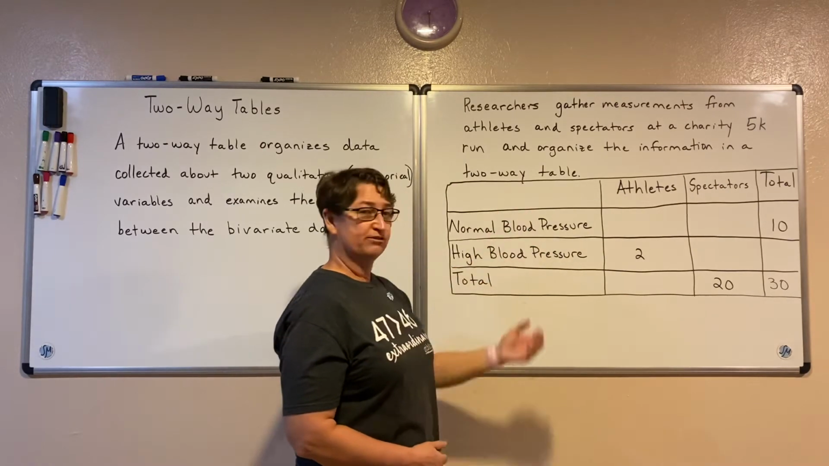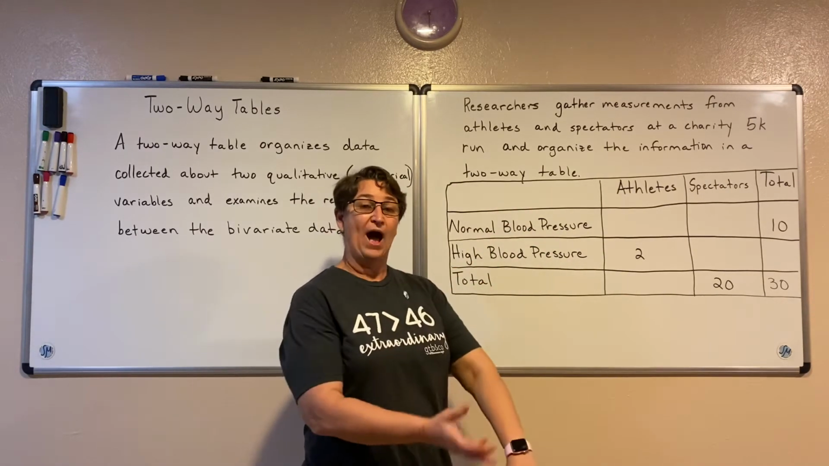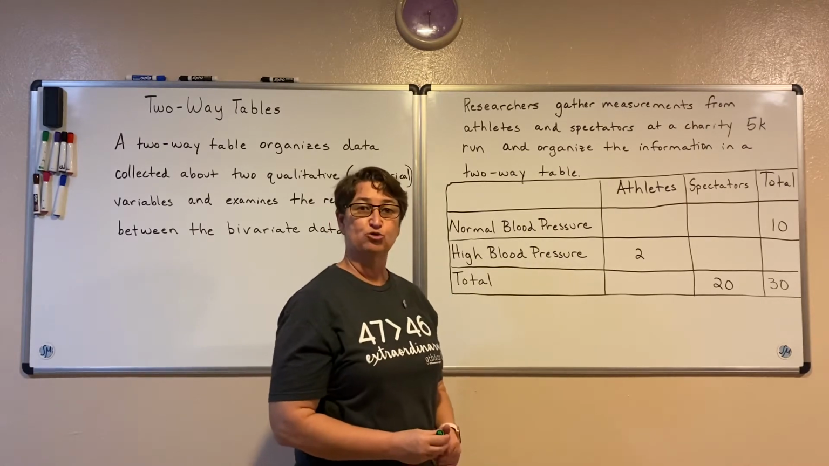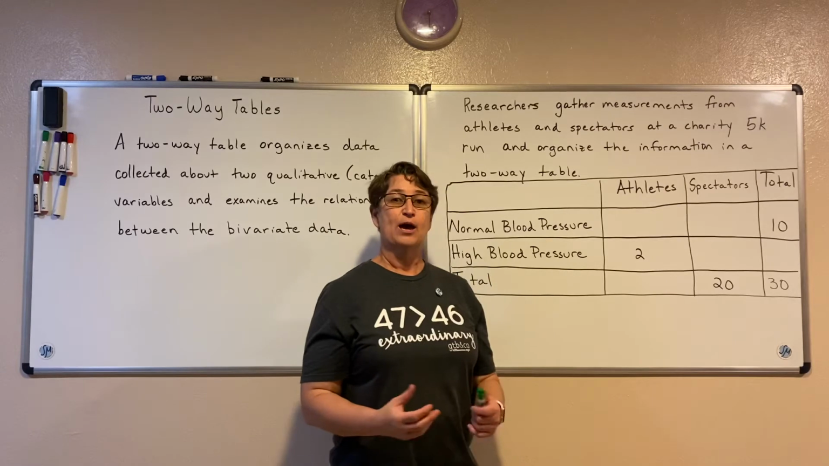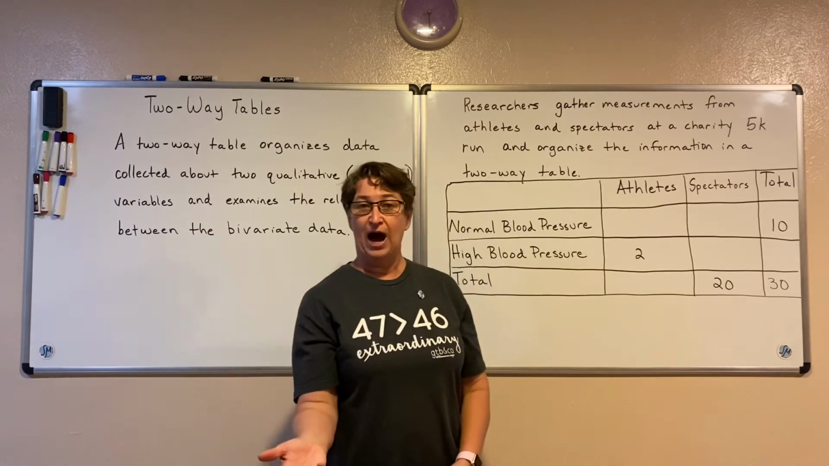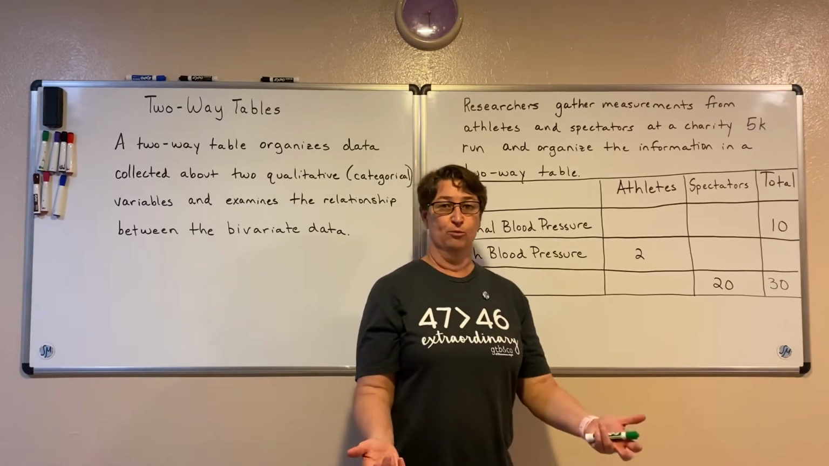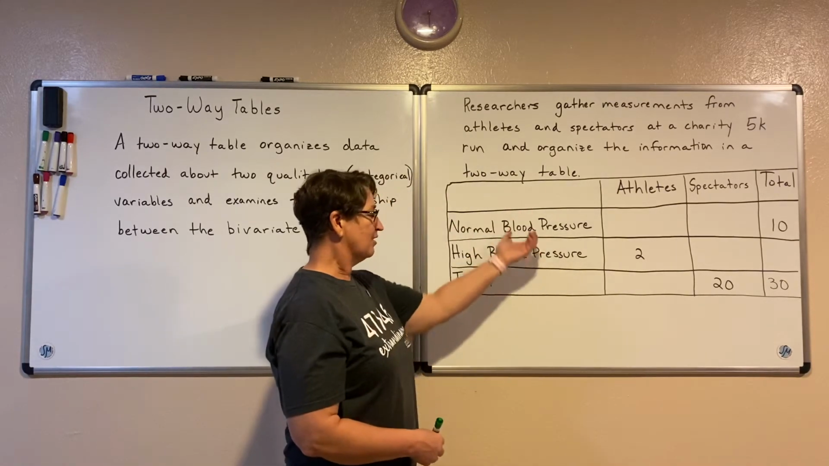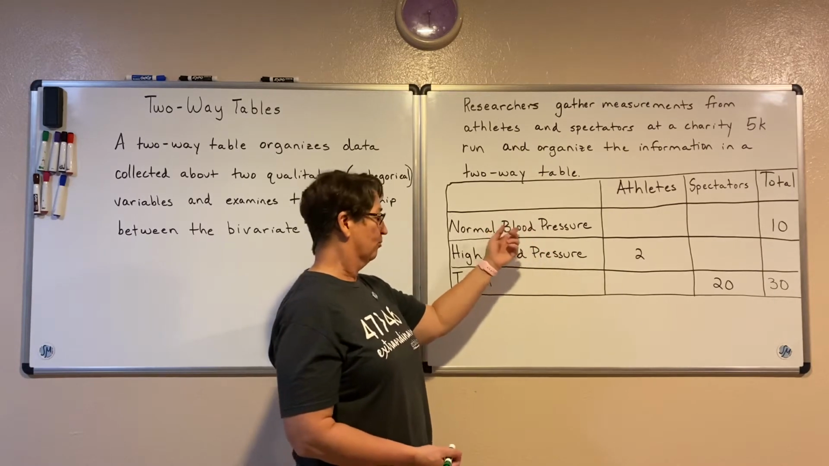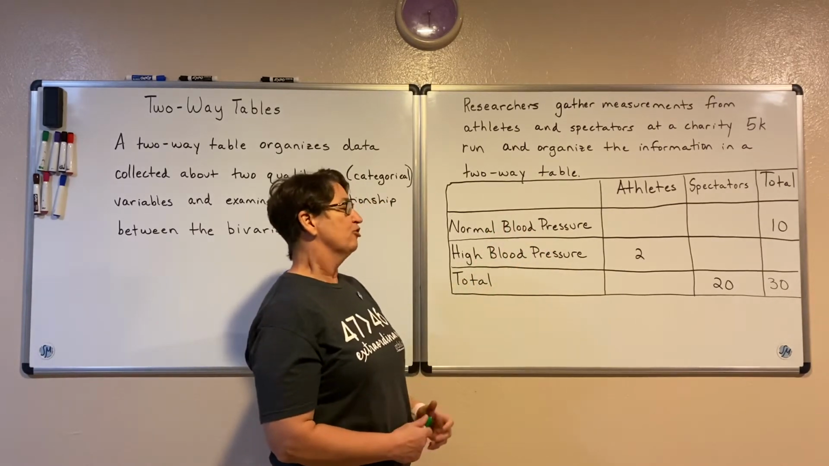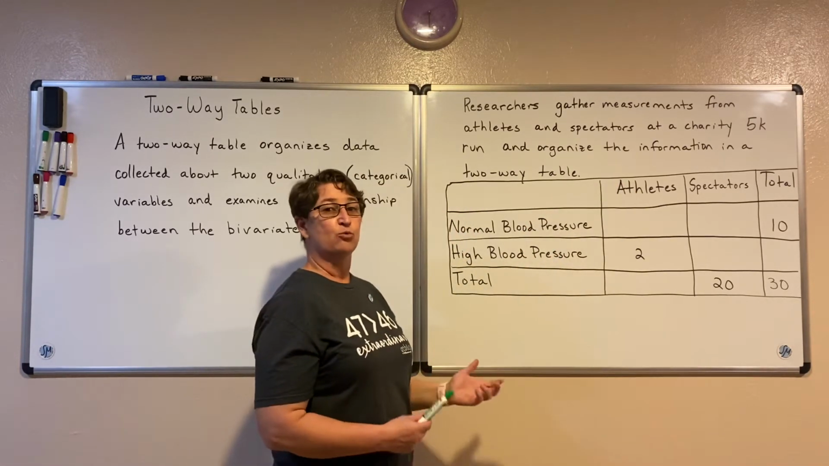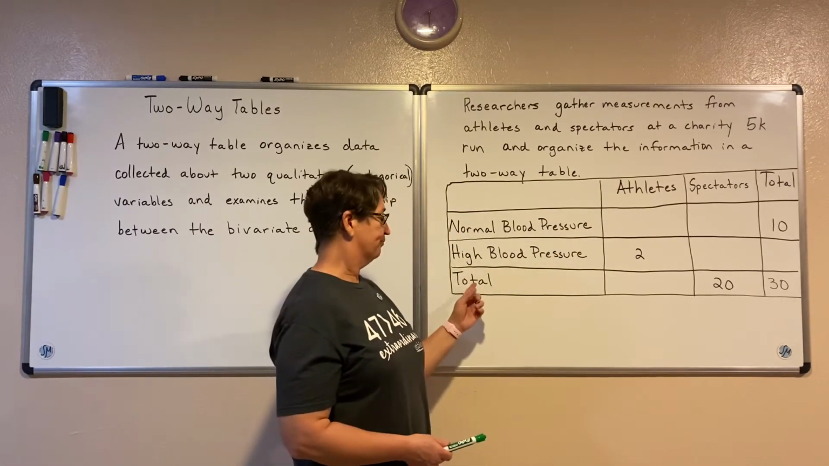Then along here is our other variable. At the 5K, we took measurements from them, and those measurements were of blood pressure. When we measured their blood pressure, we put them into two categories, either high blood pressure or normal blood pressure. So along here, the variable is what was their blood pressure, normal or high. Now that we have our two variables on the chart, we begin to fill in the chart.